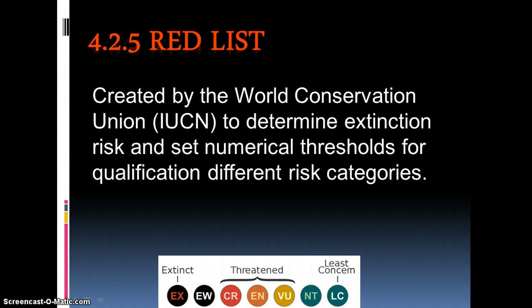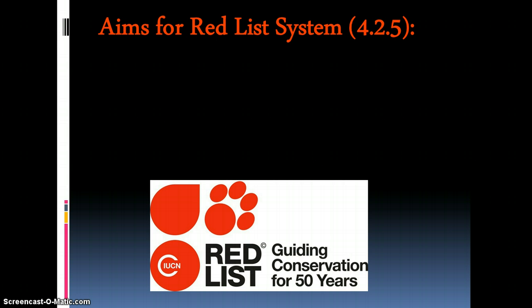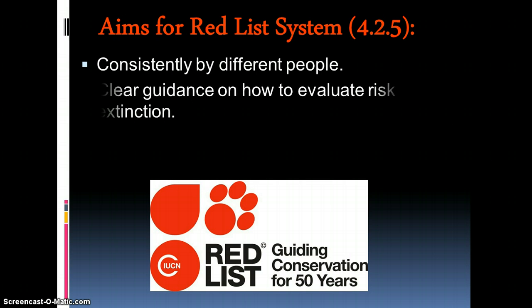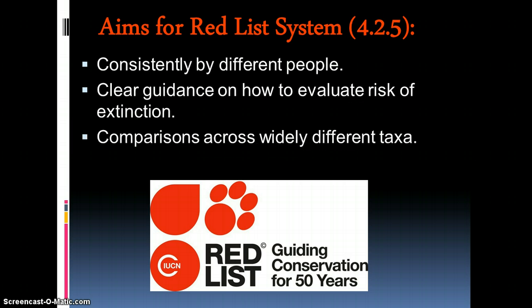So this group, the IUCN, decided that it's hard with so many different categorizations. What do these things even mean? Let's all be on the same page and use the same phrases. So the aims for the Red List system were a lot of being consistent for different people in communicating that risk. Clear guidance about how to evaluate the risk, as well as being able to compare things as vastly different as plants and animals and fungi in how at risk they are for dying out and becoming extinct. And this system has been in place for 50 years, so it's a pretty solid system.